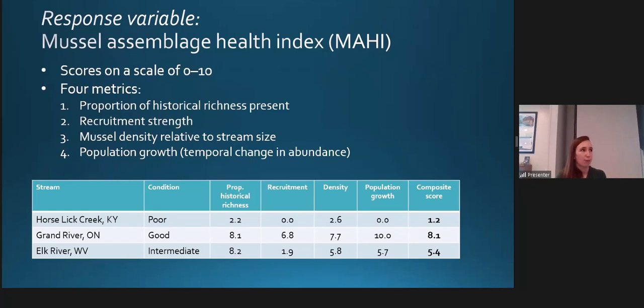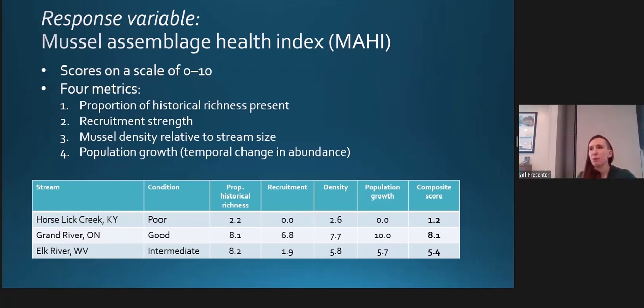Turning now to our response variables, we have developed or synthesized a mussel assemblage index that's kind of like an IBI for mussel assemblages, and it's built on commonly collected data during mussel surveys. So it scores mussel beds or sites on a scale from 0 to 10 based on 4 metrics. We have the proportion of the historical richness present, the recruitment strength of the entire assemblage, the mussel density relative to the stream size, and population growth, or temporal change in abundance.